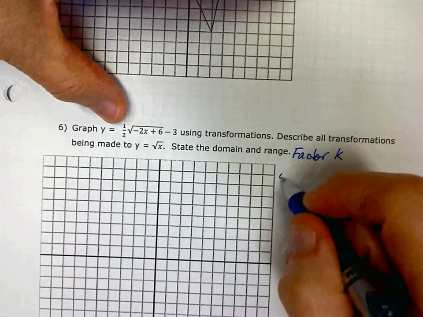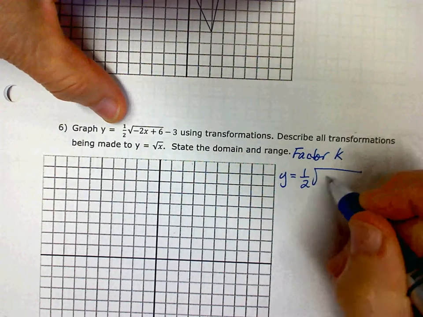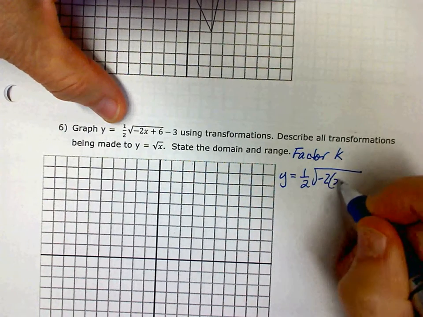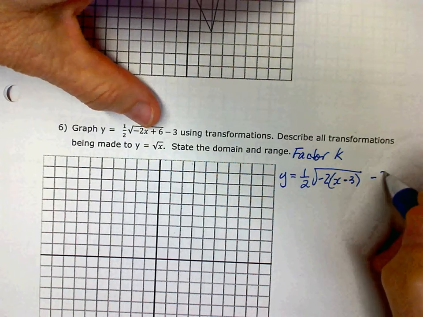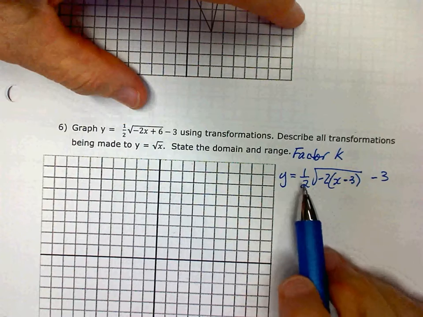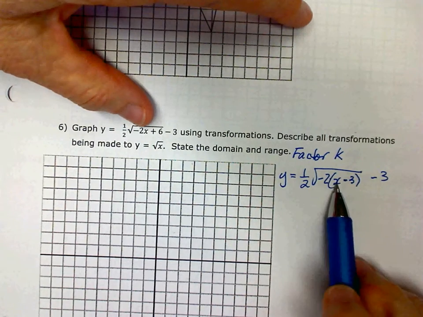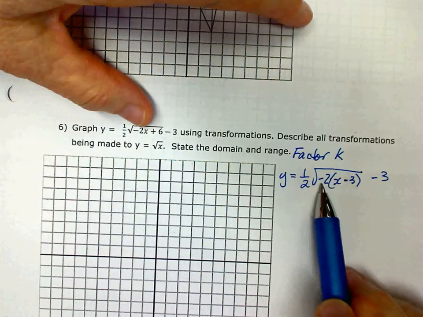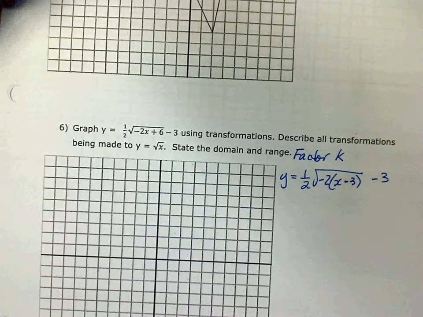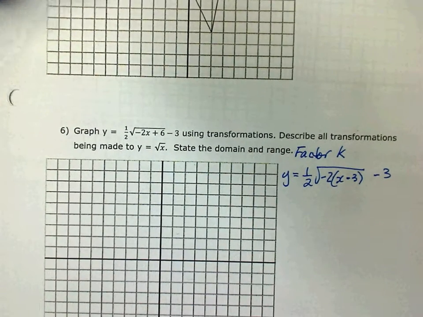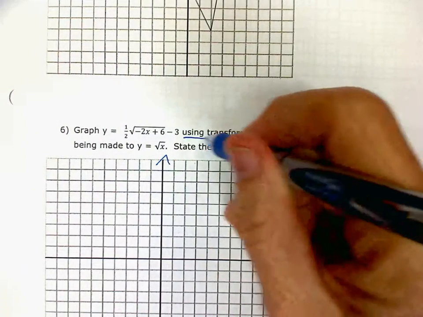So now we have y equals 1/2 square root of negative 2 times x minus 3, minus 3. So notice, you can check. Negative 2 times x is negative 2x. Negative 2 times negative 3 is positive 6. Okay. So, the first thing now, it says graph using transformations.